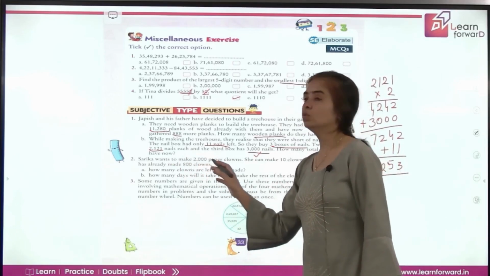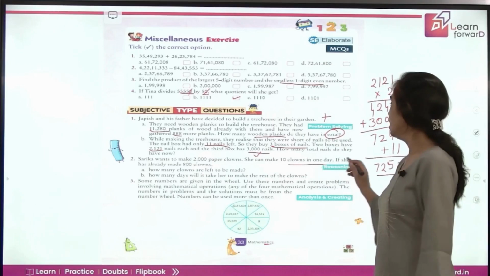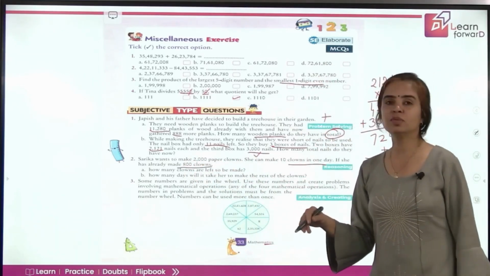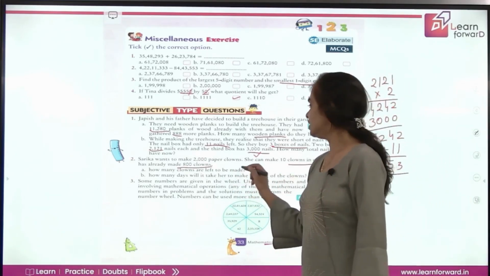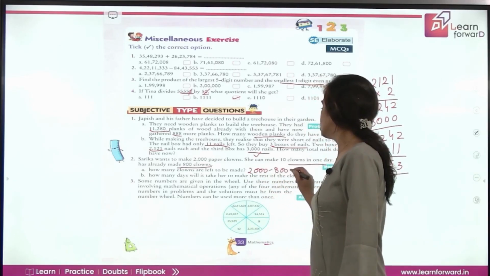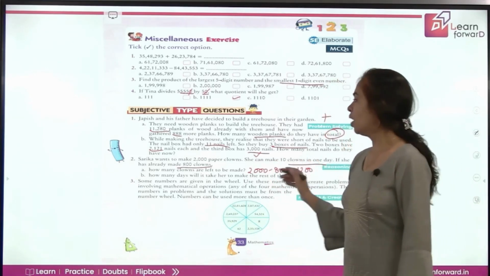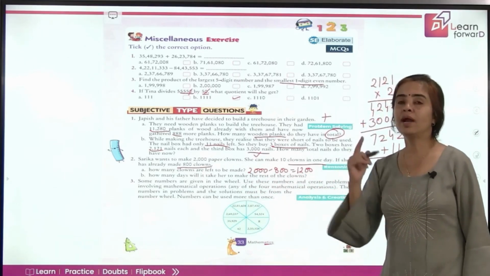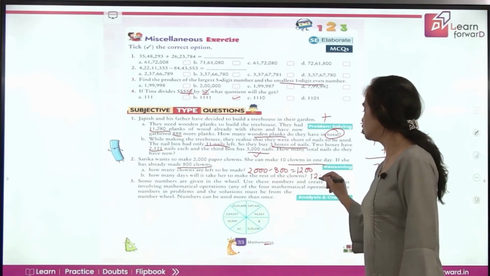Sarika wants to make 2,000 paper clowns. She can make 10 clowns in one day. And if she has already made 800 clowns, how many clowns are left to be made? What will you do? Subtract quickly. Tell me what's the answer. Yes, 2000 minus 800. That means she still has to make 1200 paper clowns. Now, how many days will it take her to make the rest of the clowns? In one day, she makes 10.